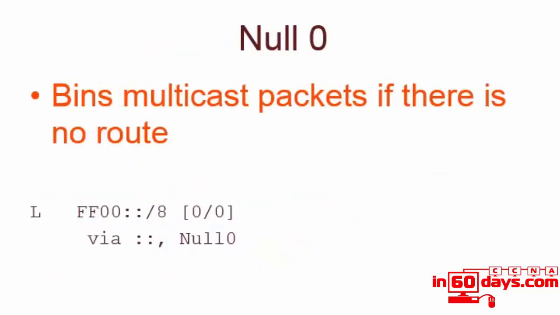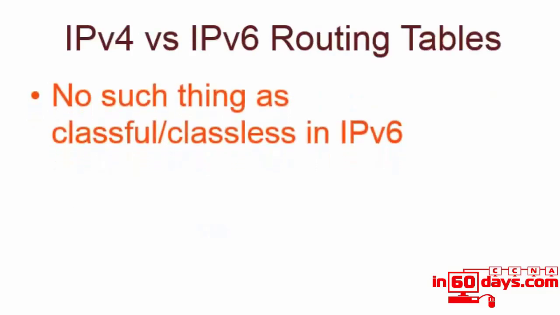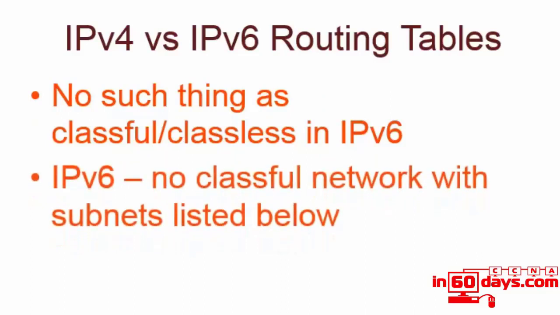Null 0 is the same as IP version 4, it's basically a bin for packets if there's no route. Now we don't have classful and classless in IP version 6, there's no need. So in IP version 6, you don't see a classful network with the subnets listed.